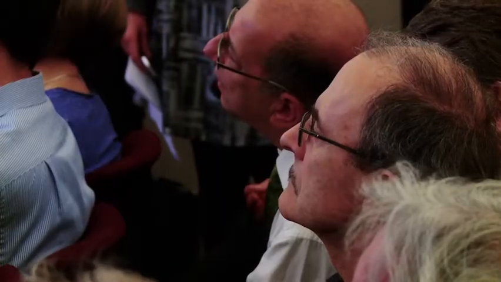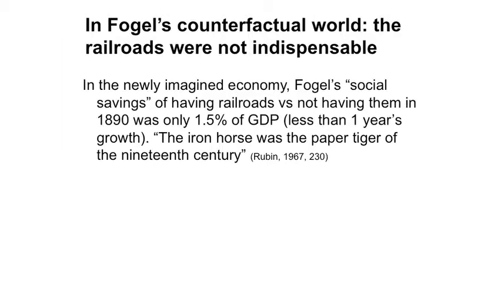Now, having these additional waterways, which he claimed would have been there in this imagined economy, meant that the social savings of having no railroads versus having them actually dropped to only 1.5% of GDP. Peanuts, right? And there's a wonderful set of reviews, of which my favorite comment is the iron horse was the paper tiger of the 19th century, in a nutshell.